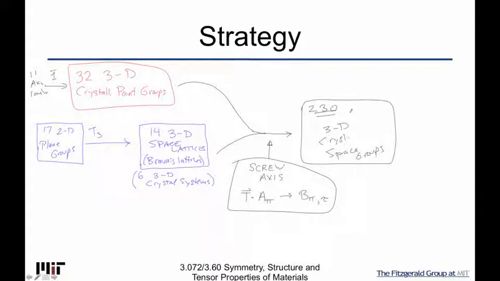We won't go through the 230 3D crystal space groups. We'll talk a little bit about notation and show you some, and expect you to be able to look at these and understand what they are. But to move on to properties, we will stop there and just give you a list of these things and expect you to understand how to look at them.